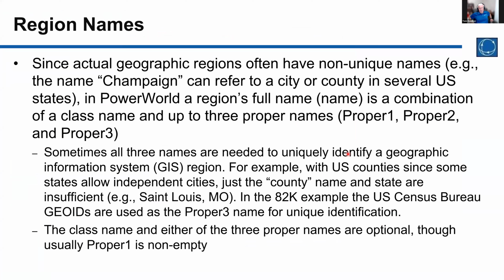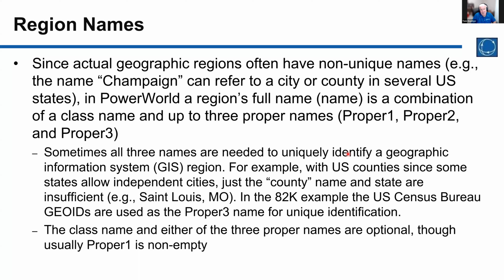When we started developing regions, we had to figure out how do we name these things. And we started out with just one name, and that didn't last for very long because if I say the name Champaign, it's like, well, what am I talking about? Maybe I'm talking about Champaign County. So maybe I want to have a class name, and the class name is a way to group things. In the previous example, I had a class name of states, I had a class name of US counties. But it doesn't take too long to realize that just one name is not going to make something unique.